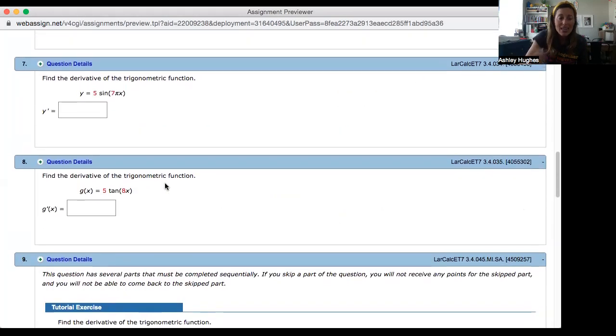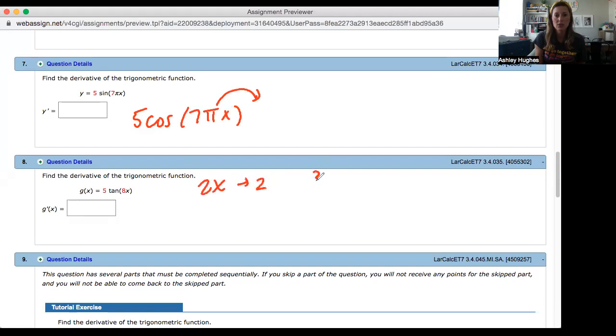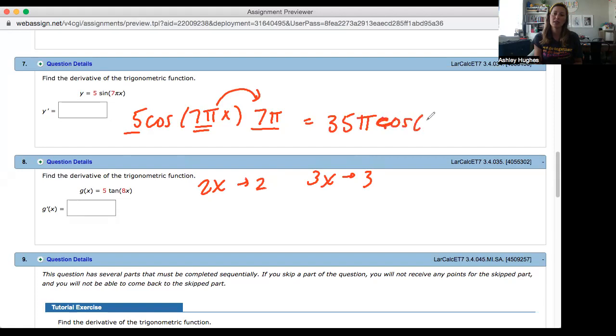All right, the derivative of sine, if you remember, is cosine. So we just replace the sine with cosine. So it's going to be 5 cosine. The inside stuff stays the same, but then you multiply by the derivative of the inside. Now remember, the derivative of 2x is 2. The derivative of 3x is 3. So the derivative of 7 pi x is just the coefficient in front of x, which is 7 pi. So you could simplify that by multiplying those two things together, 35 pi cosine 7 pi x.